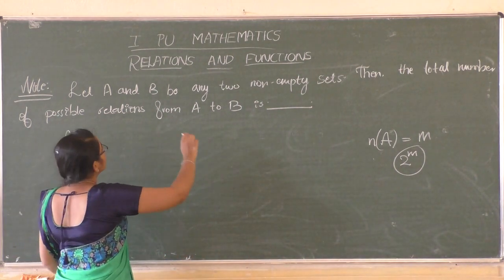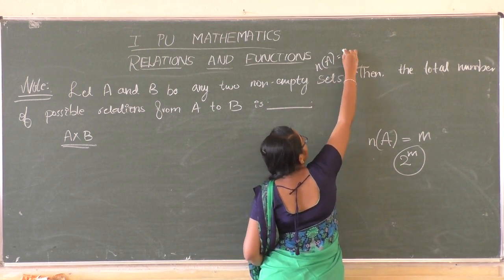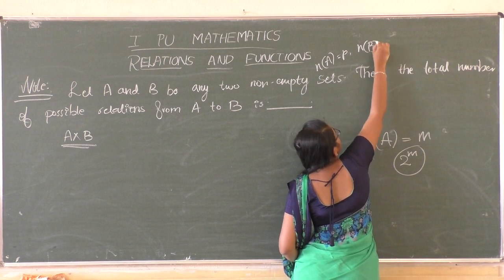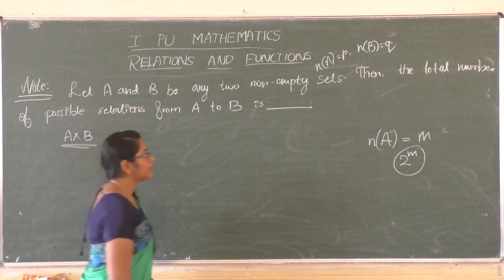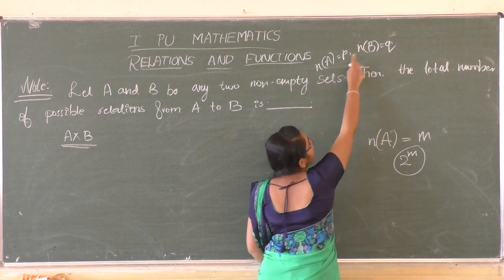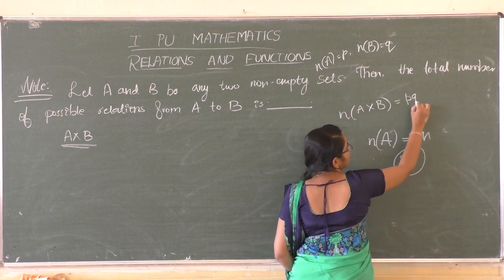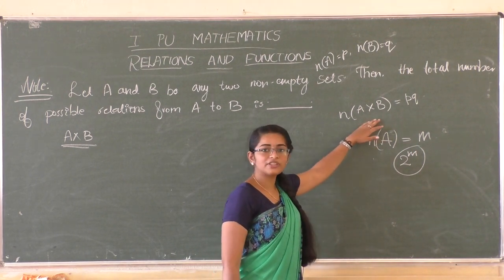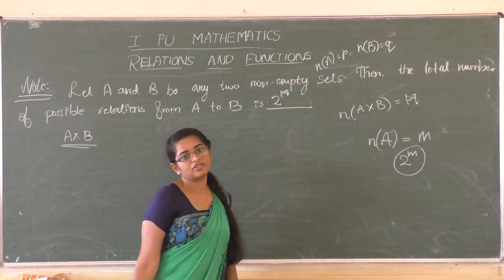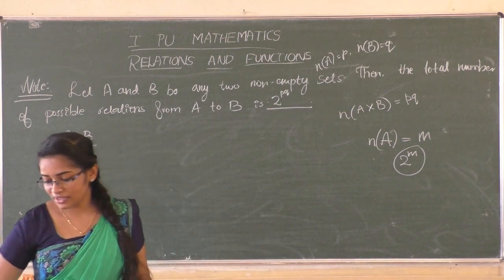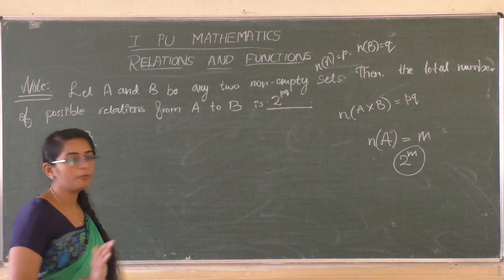So, if we have two non-empty sets A and B, such that the number of elements in A is P and the number of elements in B is Q, then the number of elements in A cross B is P into Q. Therefore, the possible subsets of A cross B give us 2 to the power PQ possible relations from the set A to the set B. This is about the number of possible relations from a set A to a set B. Now, I hope you are clear with this.